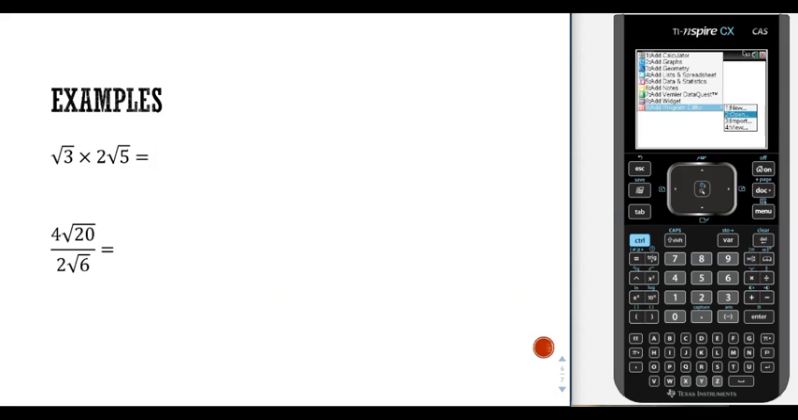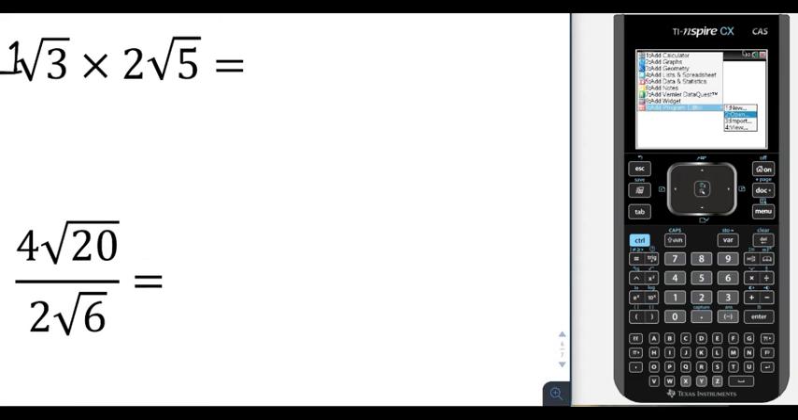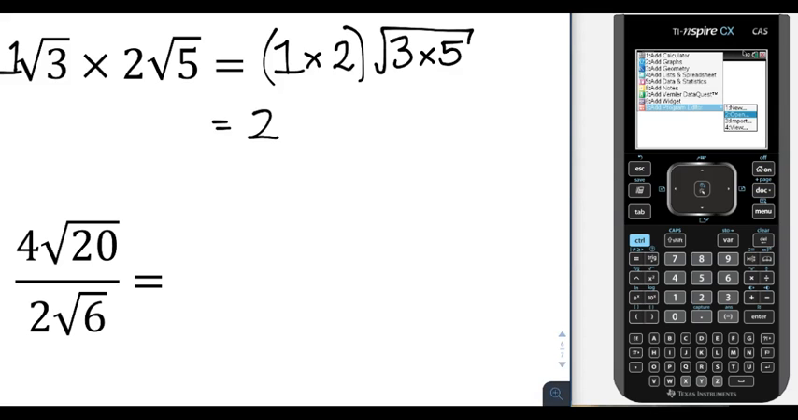Multiplying and dividing is actually a bit simpler. Multiplying and dividing requires you to basically multiply the values out the front and then also multiply your radicands inside. So this first example is 1 times 2, root 3 times 5, so 2 root 15. So you multiply the two values out the front, 1 and 2, and the two values inside, 3 and 5, to give a result of 2 root 15.